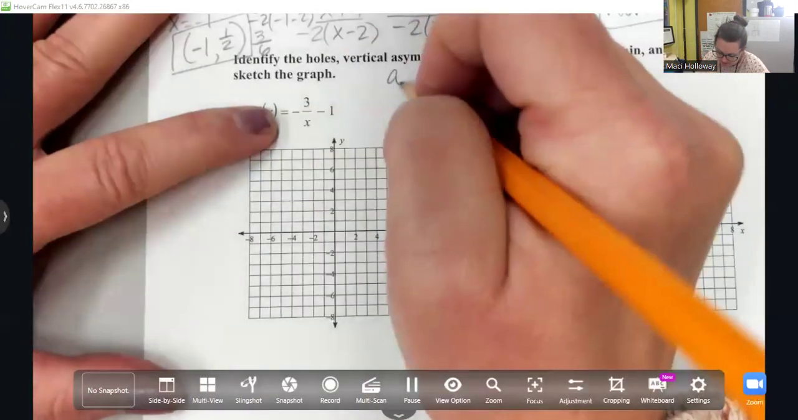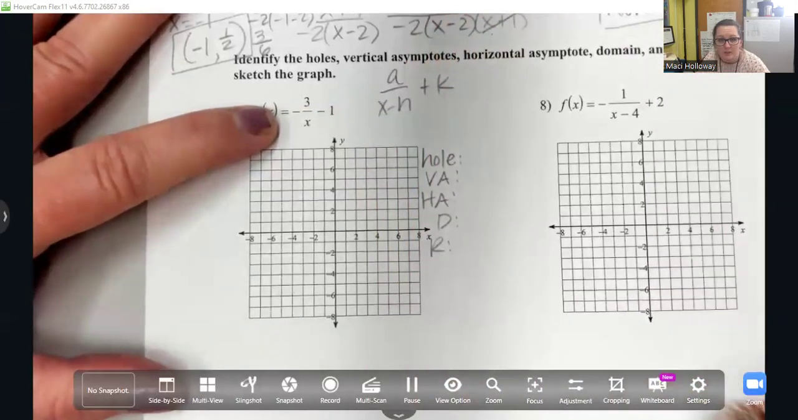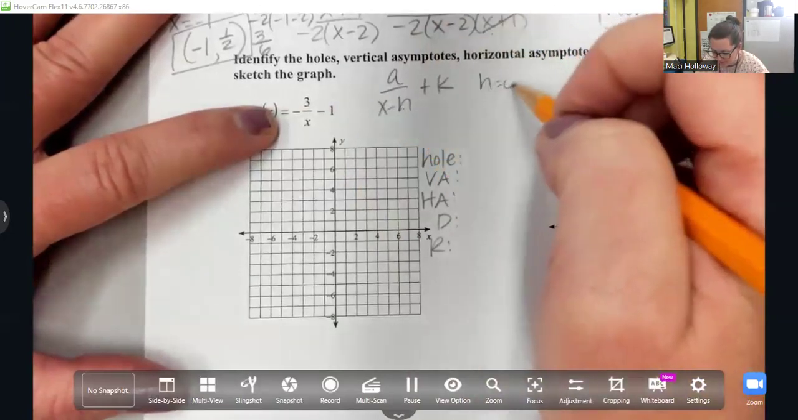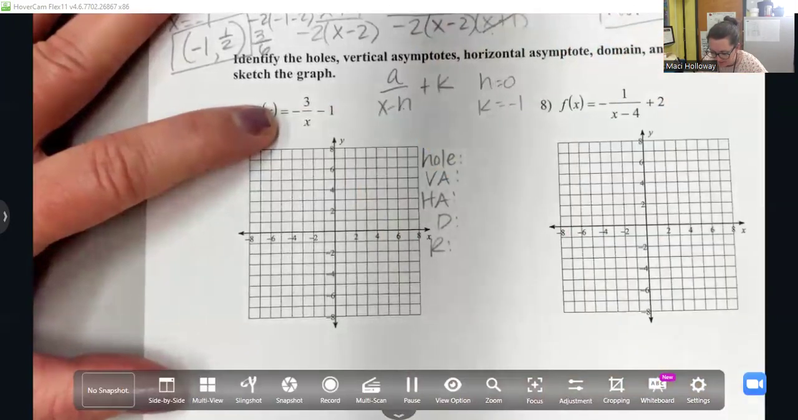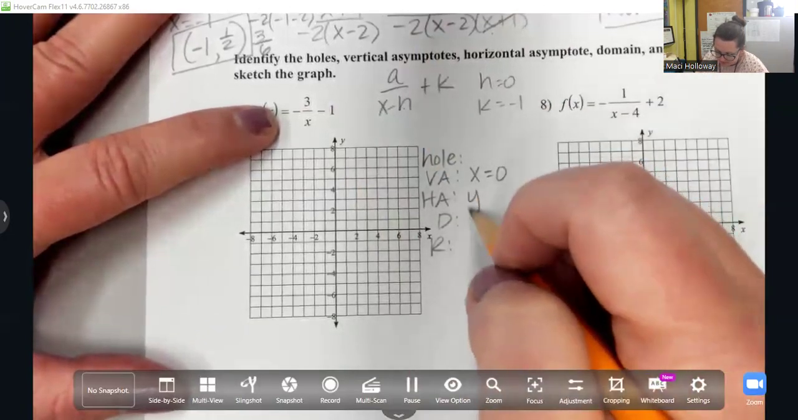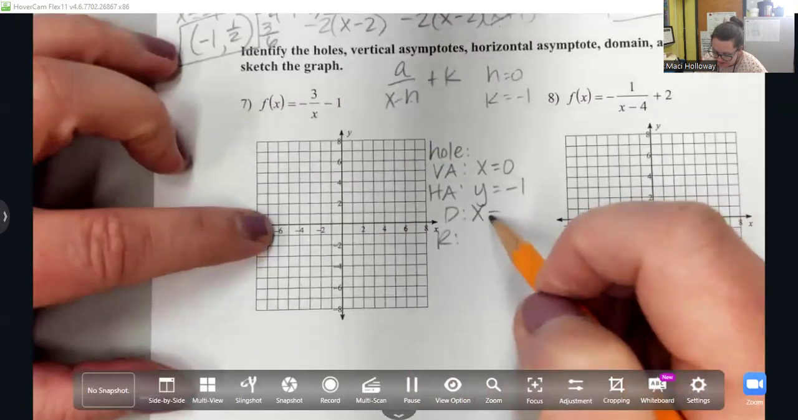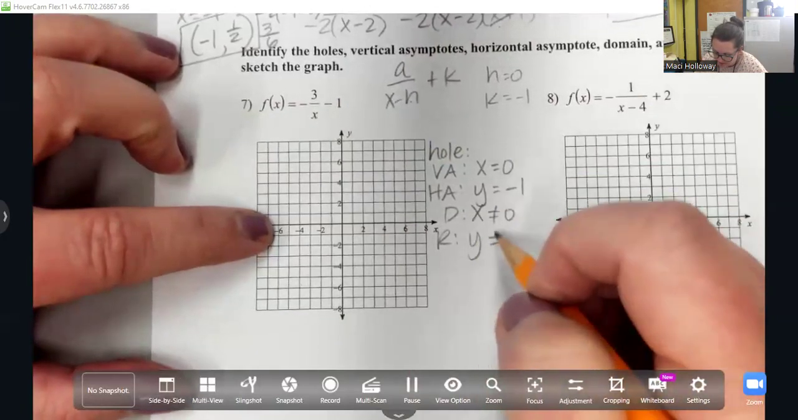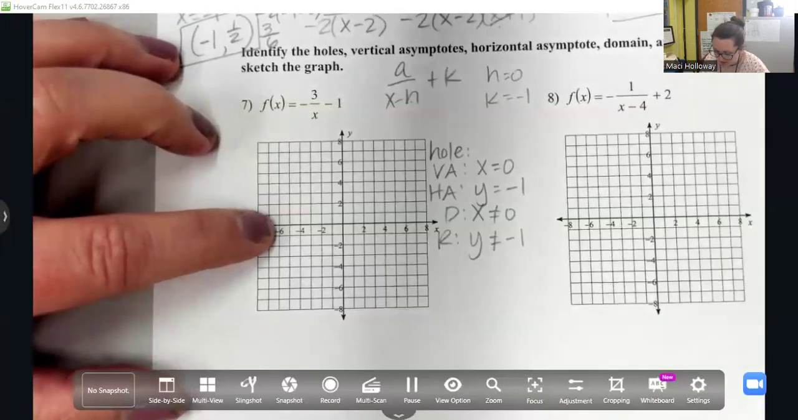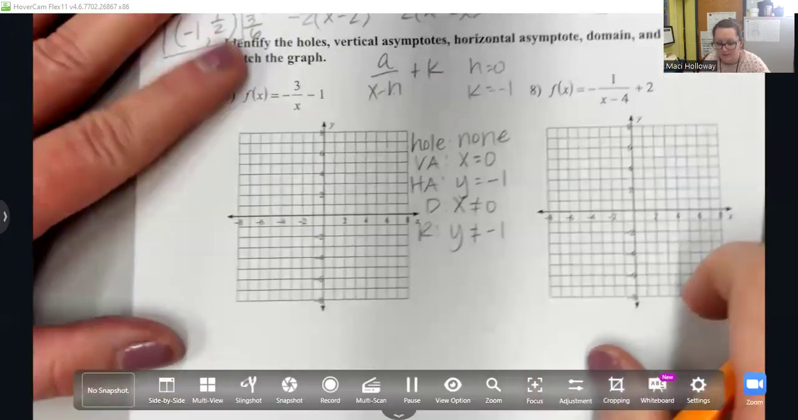This is written in A over X minus H plus K form. So we can use the fact that H is 0 and K is -1. Our H value is our vertical asymptote and our K value is our horizontal asymptote. So our domain cannot equal 0 and our range cannot equal -1 because it matches our vertical and horizontal asymptotes. Okay, so then there's no holes because it's already factored the way that it is.